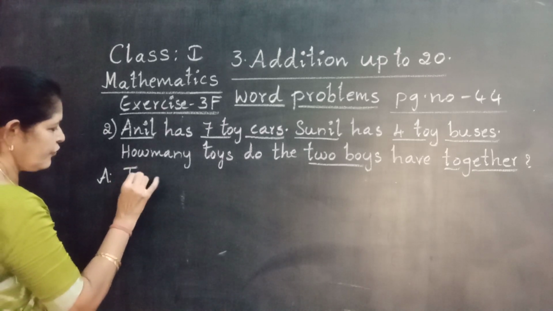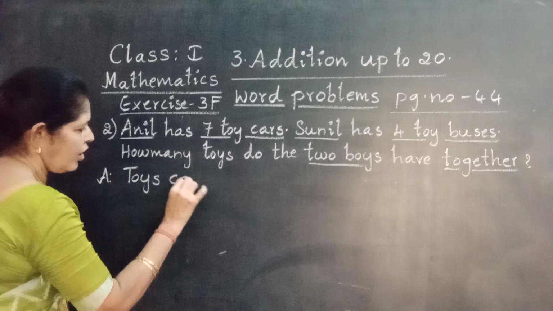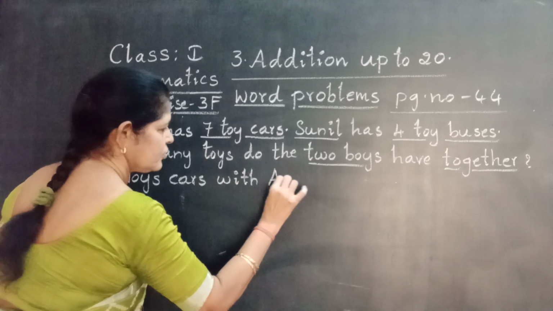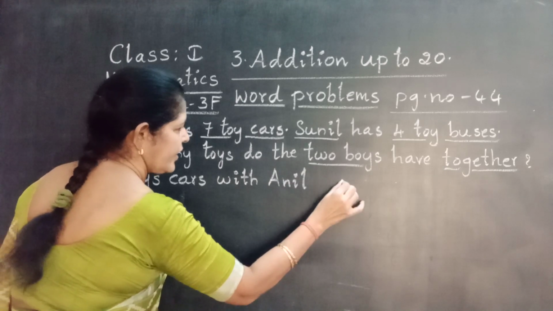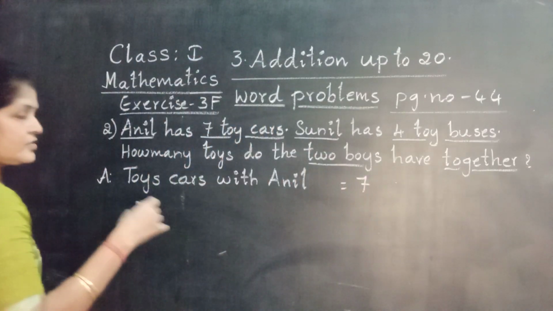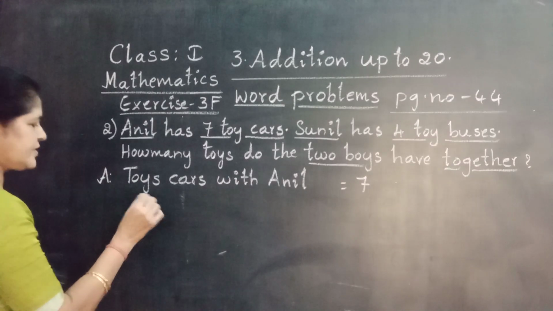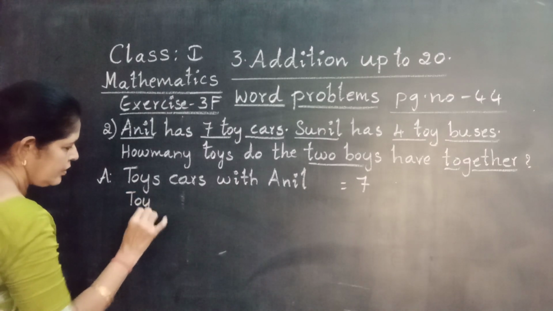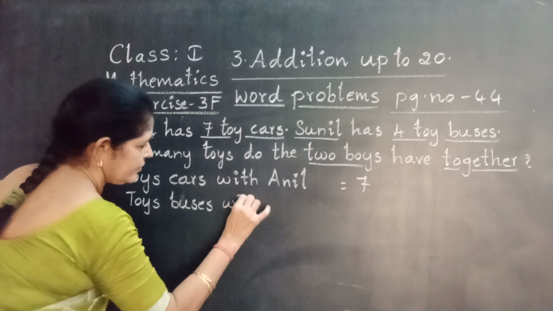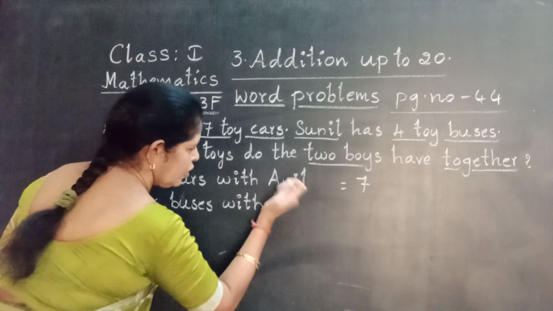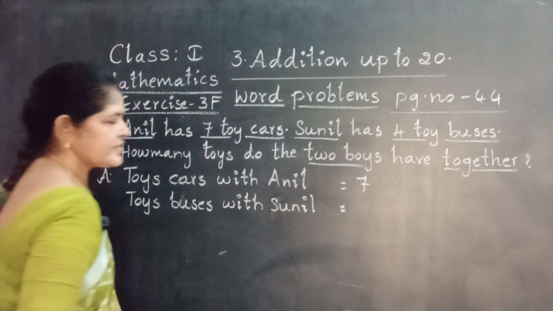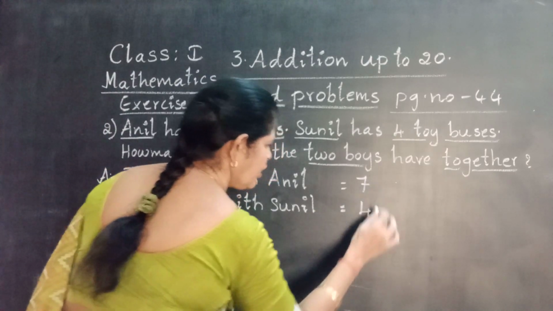Toy cars with Anil. Who has the toy cars? Anil. Toy cars with Anil 7. Next, Sunil. What does Sunil have? Buses. Toy buses with Sunil. Both are called toys. Sunil, how many toy buses? 4. Write 4 below 7.